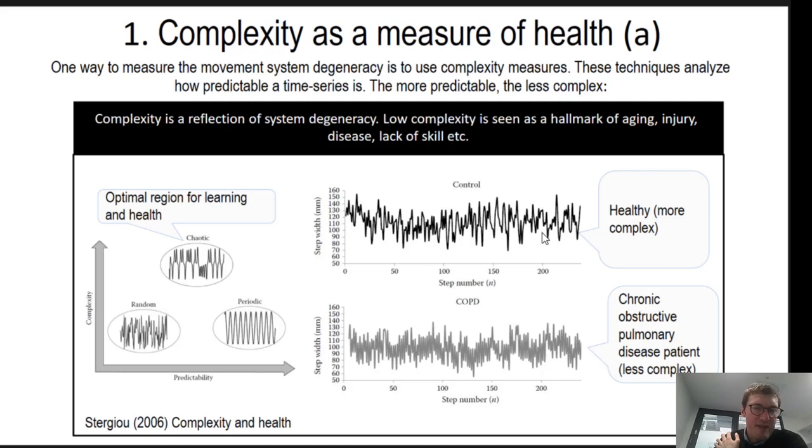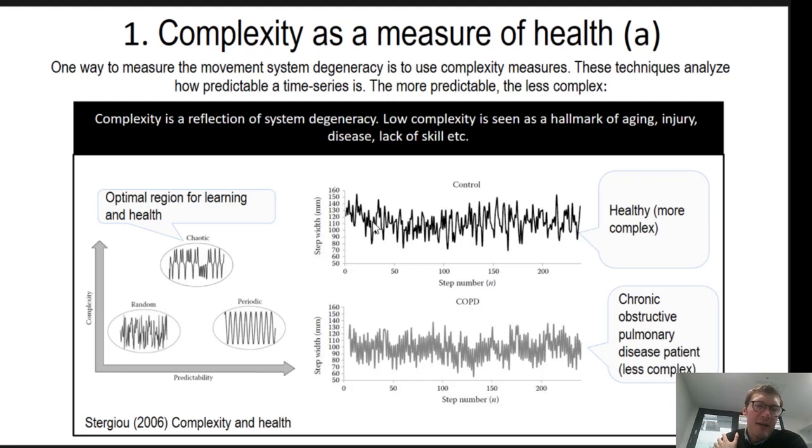complex it is. And if we look at these two values, on the top here we've got a healthy individual, right, these two time series, and on the bottom we have somebody with something called chronic obstructive pulmonary disease. You're going to learn, of course, about that. You'll learn about that next year. And it's a disease associated with poor health and a lack of exercise. So it's a lifestyle-related disease.